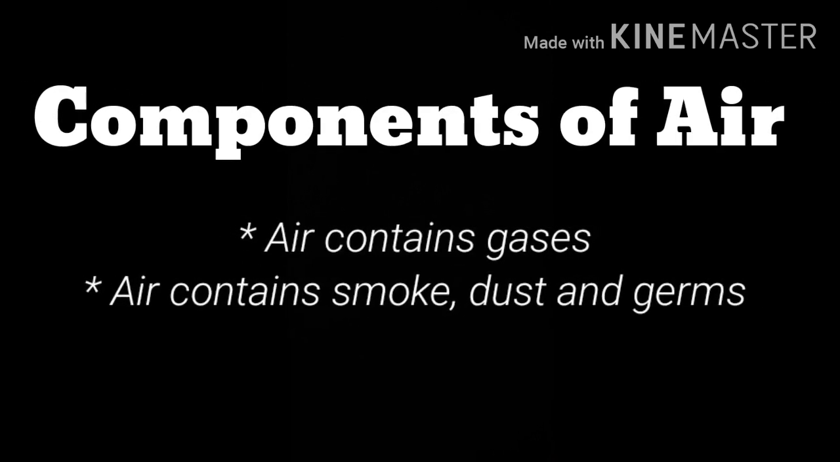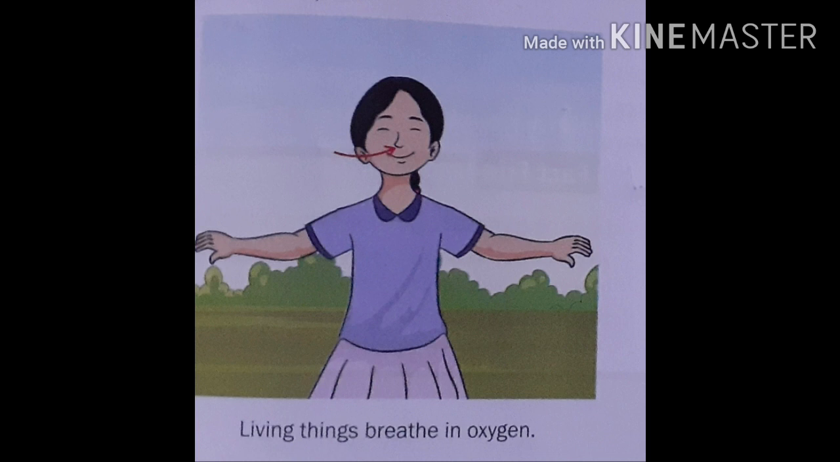Now children, after learning about properties of air, let's understand the components of air. Air contains many things such as gases, water vapor, smoke, dust particles and germs. Now, what all gases are present in air? Air contains gases such as oxygen, nitrogen, carbon dioxide, and children, nitrogen is the most abundant gas present in air.